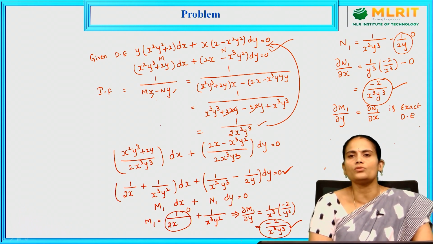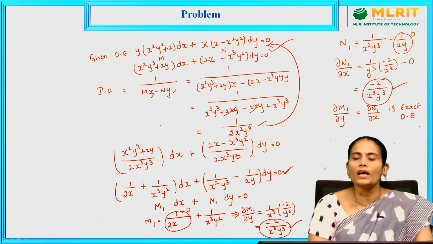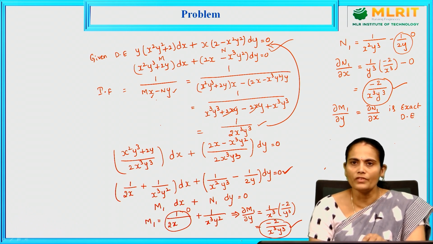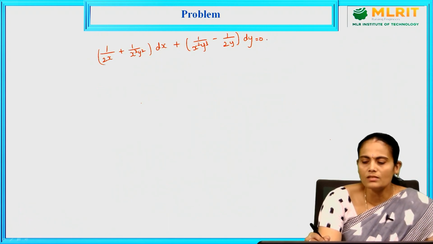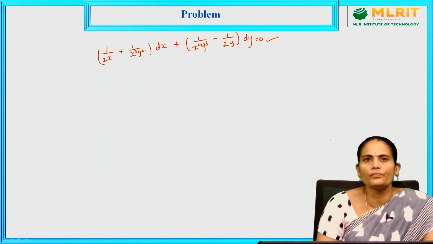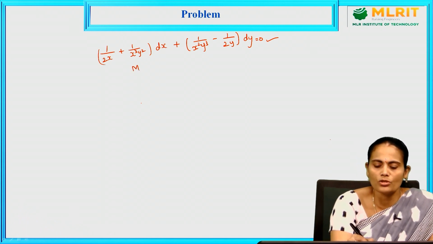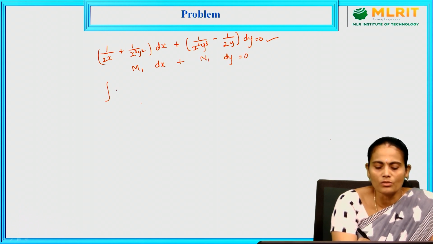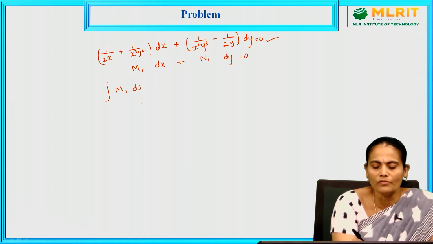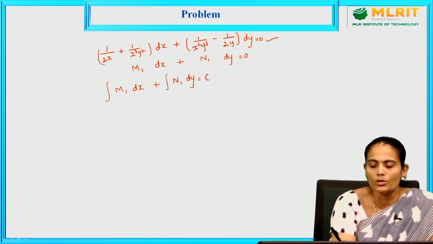So now we will find the general solution of the exact differential equation. How can we find the general solution of the exact differential equation? Now we will see the general solution of this differential equation. So this is the exact differential equation now. Now we will find out the general solution of this M1 dx plus N1 dy is equal to 0. So to find the general solution, integral M1 dx plus integral N1 dy is equal to c.